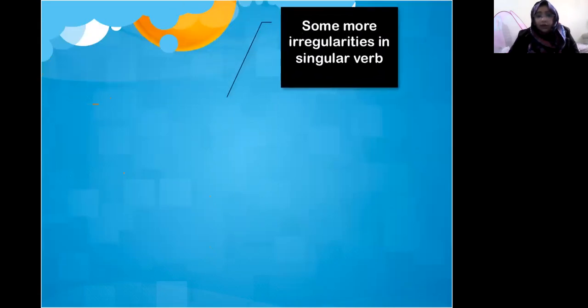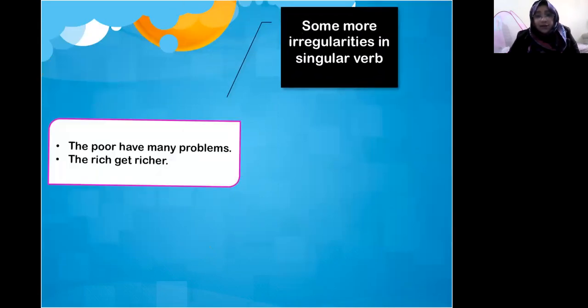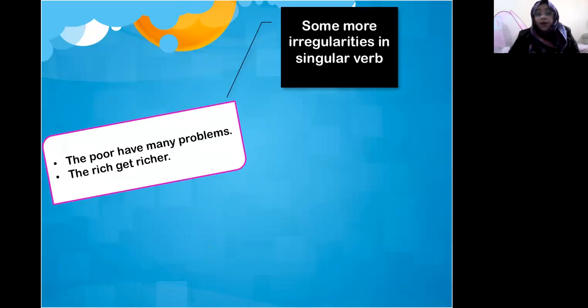All right, now some more irregularities in singular verb we will see. The poor have many problems. The rich get richer. We will not say the rich gets richer. We will not say the poor has. Again, these are collective nouns, which are always considered plural. And when the noun is plural, obviously the verb has to be plural.